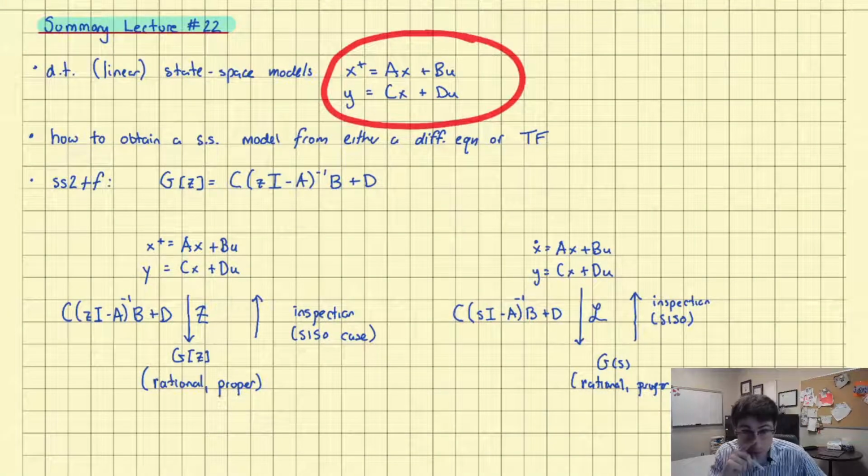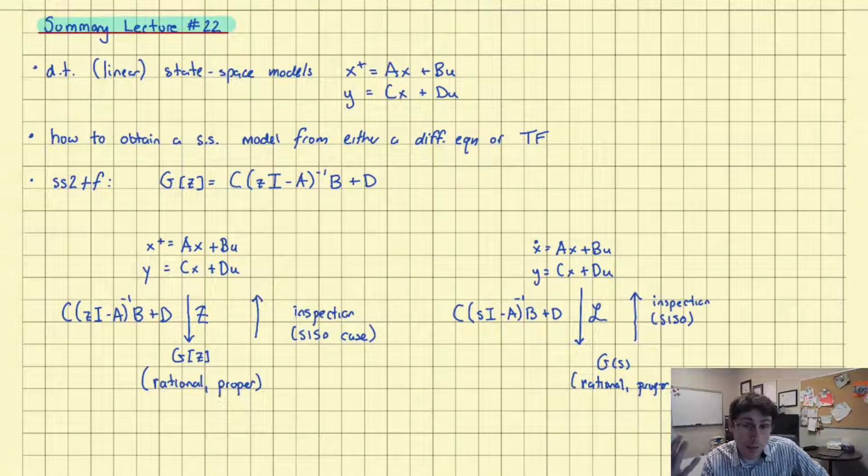Just like continuous time systems, linear time invariant systems can be written in state space form, and it looks superficially at least the same. You have this four-tuple A, B, C, D describing the system. We talked about how you would obtain a state space model from either a difference equation or a transfer function. We did it in the case of a strictly proper transfer function, and I encourage you to think about the case of a proper but not strictly proper transfer function.